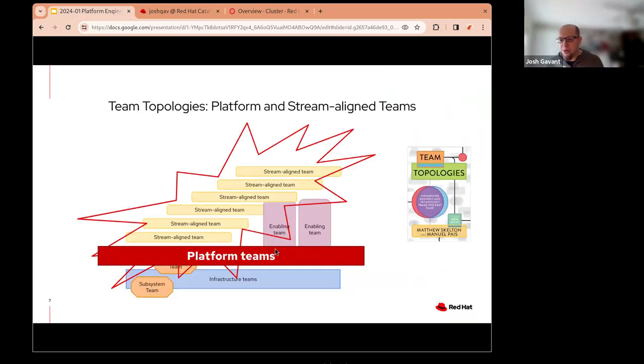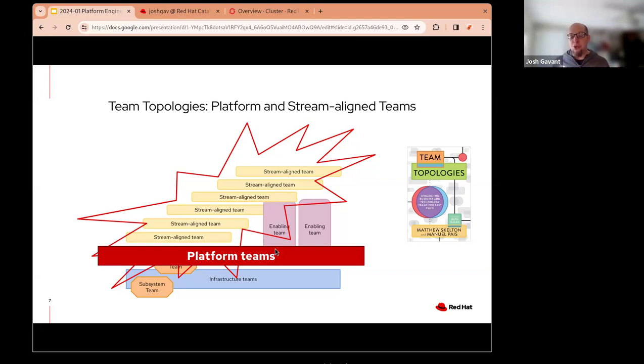Another reason why platforms have become a big deal of late is in part because of a shared understanding that we've developed from the team topologies ideas put out by Matthew Skelton and Manuel Paez. This diagram that I created is not one of their diagrams, but they educated us on the idea of a shared platform team, which can support many stream-aligned teams. A stream-aligned team means a product team, a team that's creating some sort of value for the end users that the company or enterprise is producing for.